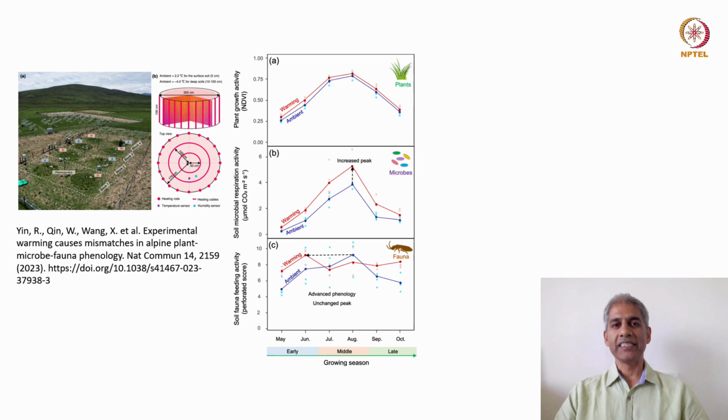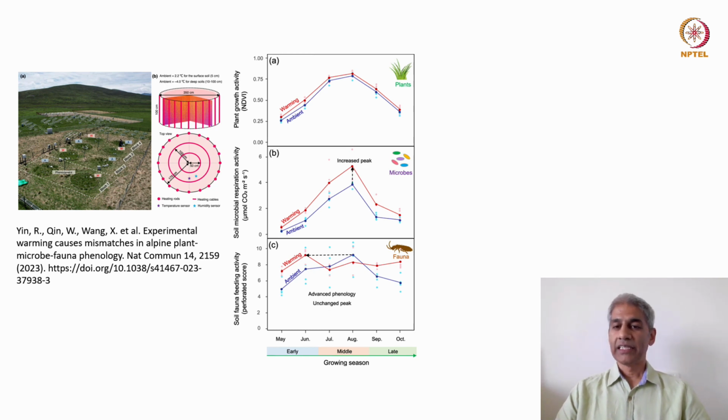So tracking the growing season as early, middle, or late for these three taxa, they saw that there was no difference in the plant growth activity, both for the control plots or the plots that experienced warming, although there was a higher activity seen for plants. Coming to soil microbial activity, which is basically looking at the respiration which was measured, which basically tracks their metabolism. So although there was no change in the peak in the activity, there was an increase in the peak, which meant the microbes were more active.